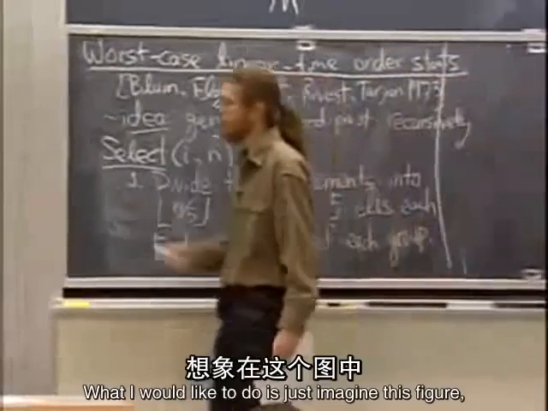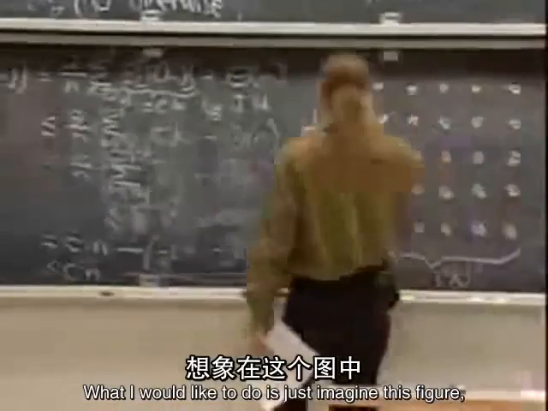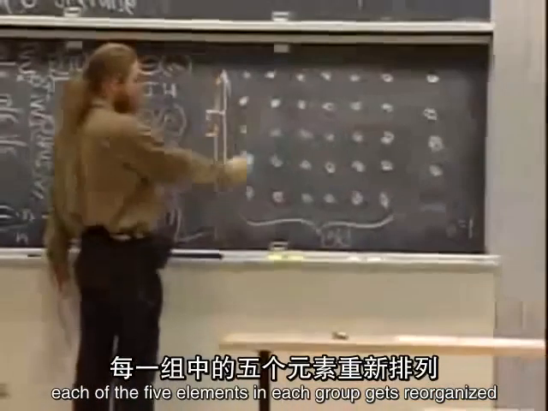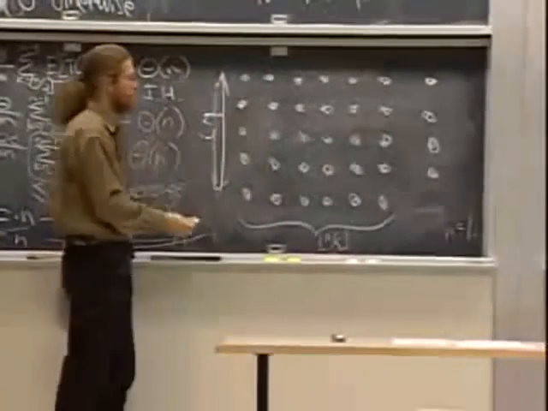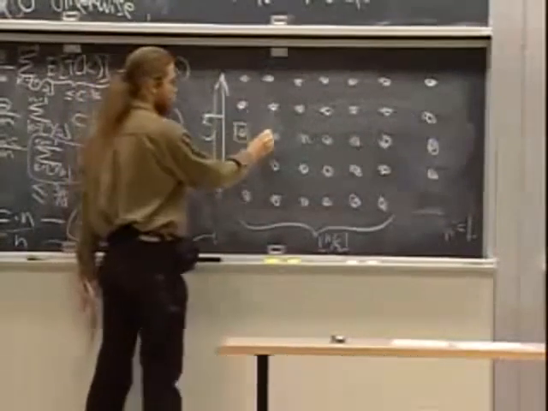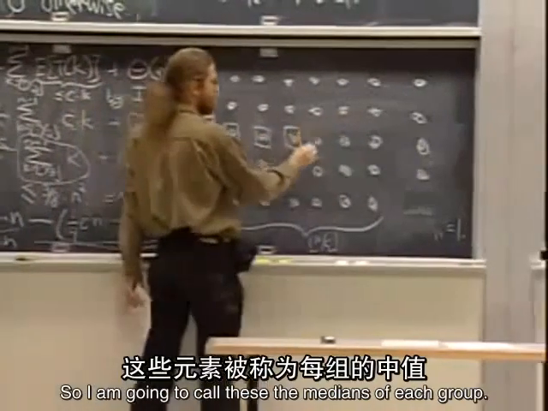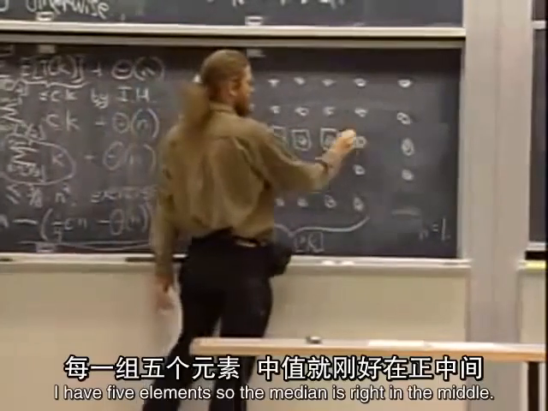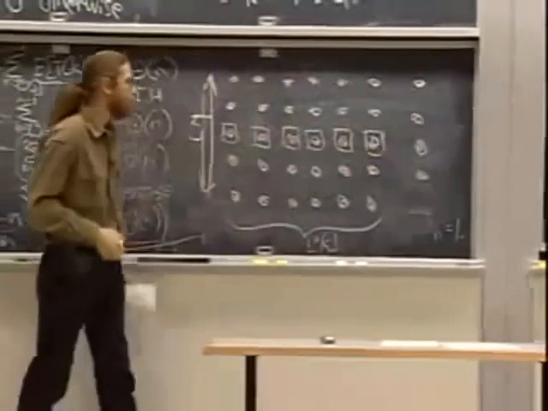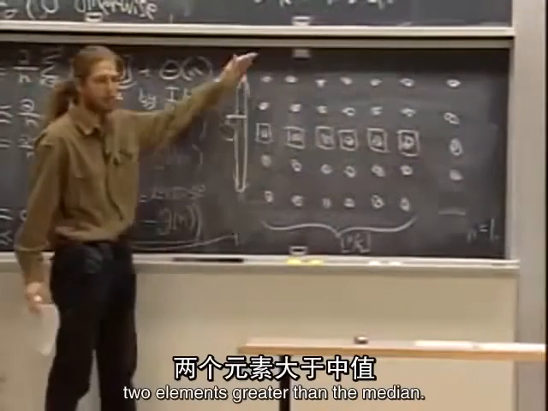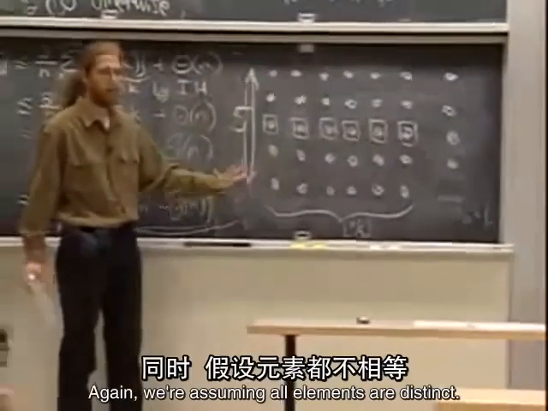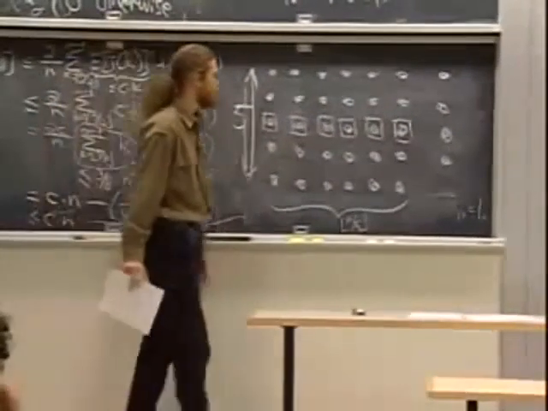Okay. So what I'd like to do is just imagine this figure. Each of the 5 elements in each group gets reorganized so that the middle one is the median. So I'm going to call these the medians of each group. I have 5 elements, so the median is right in the middle. There's 2 elements less than the median, 2 elements greater than the median. Again, we're assuming all elements are distinct. Okay, so there they are.